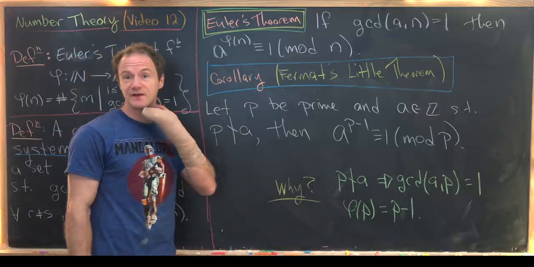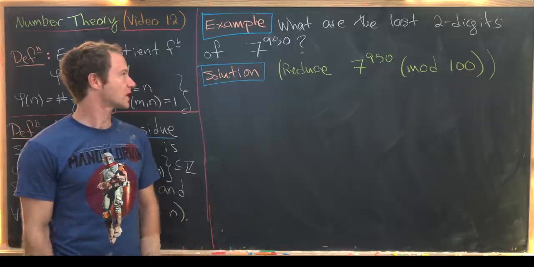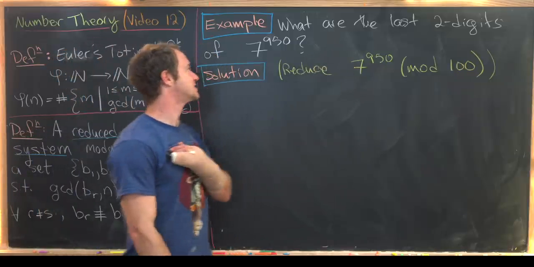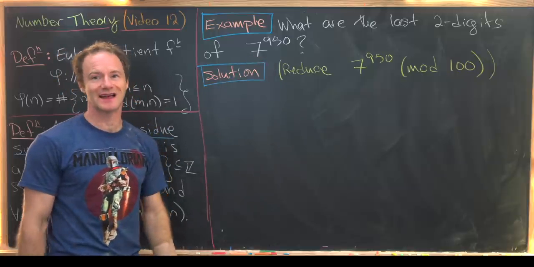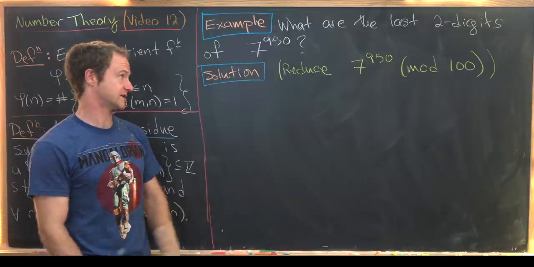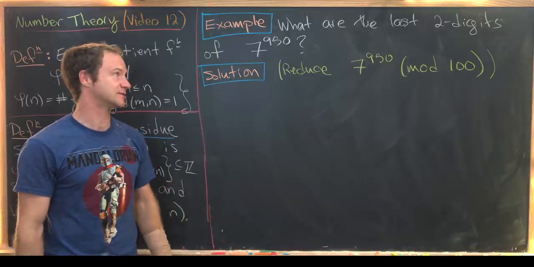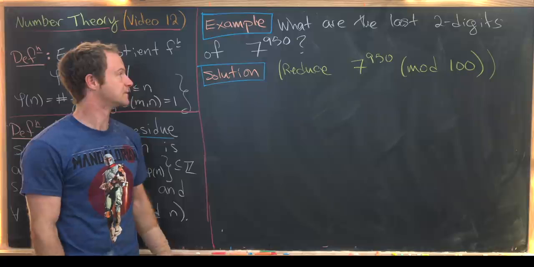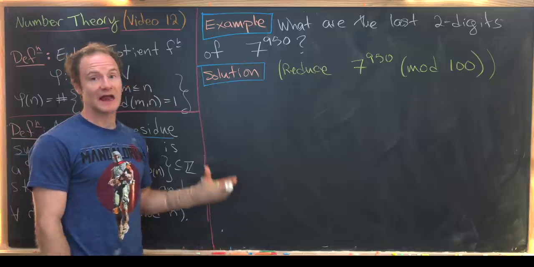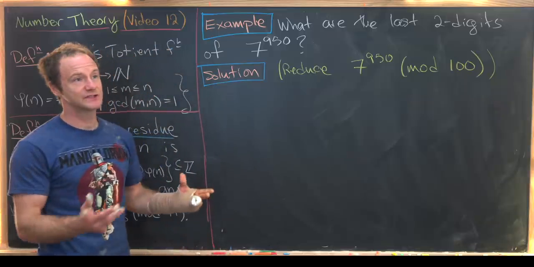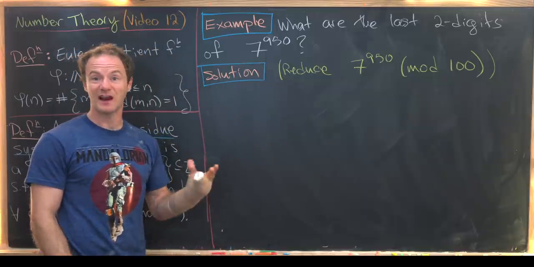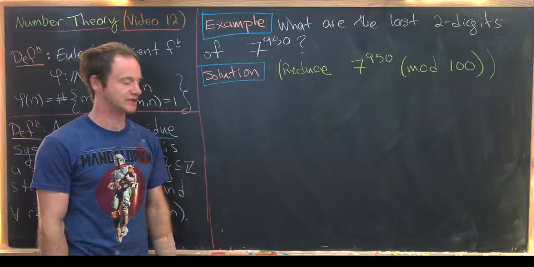Okay, so let's finish this video off with some examples. As an example, we're going to look at a very classic number puzzle, and that is to determine the last 2 digits of 7 to the 950. So obviously 7 to the 950 is enormous, so it would be pretty much impossible to calculate that number easily. So finding the last 2 digits is maybe as good as we can do. And how would you do that? Well, notice that the last 2 digits are equivalent to reducing this thing mod 100. That'll leave us with only the last 2 digits.